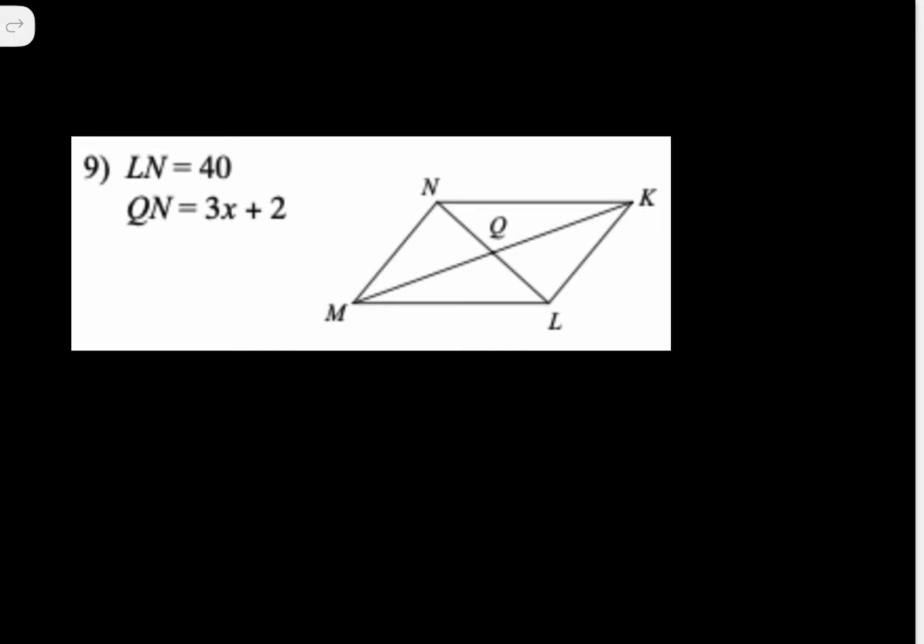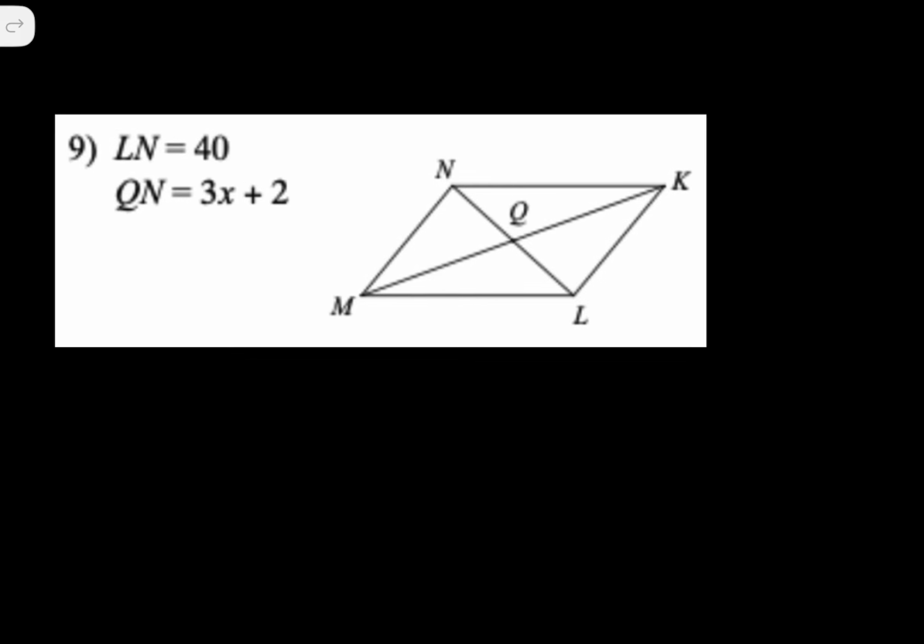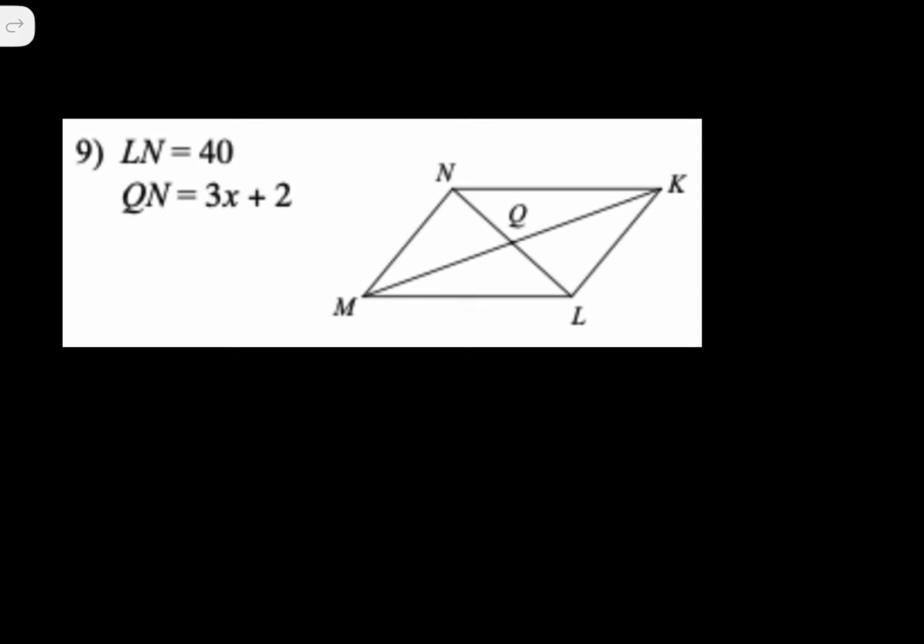Okay, so we're going to locate the given. So we have LN. LN is the whole diagonal. The other given is QN. And QN is half of the diagonal, the same diagonal. So therefore, we're simply going to divide 40 by 2. Because when we divide 40, the whole diagonal, we will get the measurement of each of these, which is going to be equal to 20.